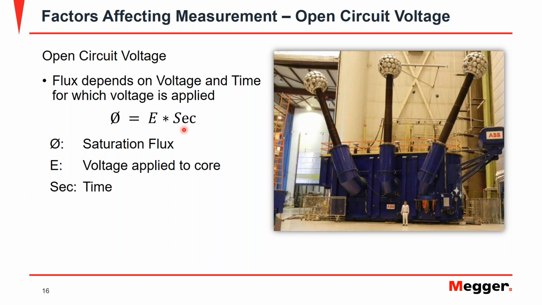Because of this relation, it is intuitive that if you modulate the value of the voltage you use, or the time for which you apply it, you can get a different setup for the flux. By that I mean to establish the same saturation flux in the transformer core. If you use a higher magnitude of voltage, you will likely reach saturation in a shorter amount of time, and vice versa. So let's look at that.